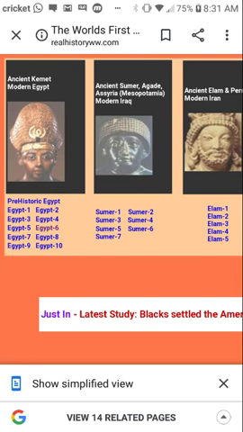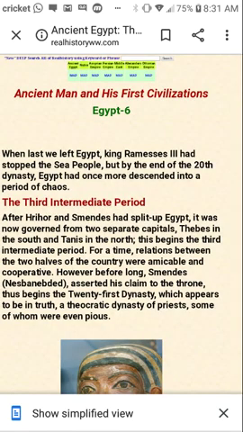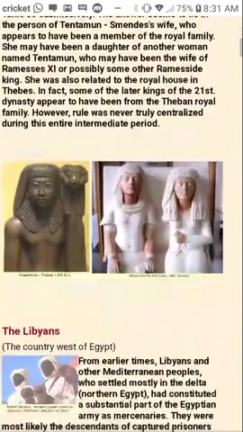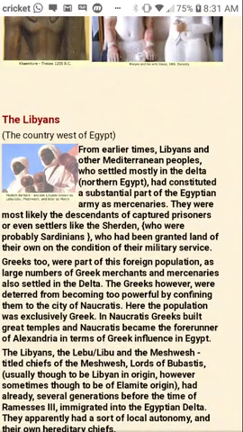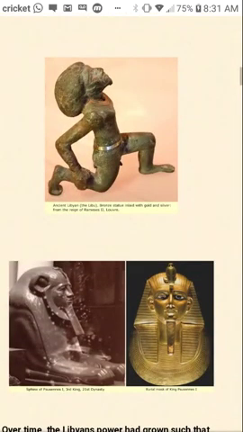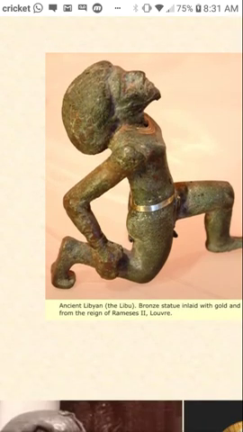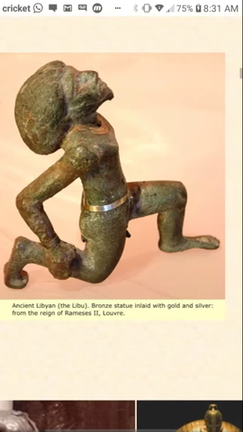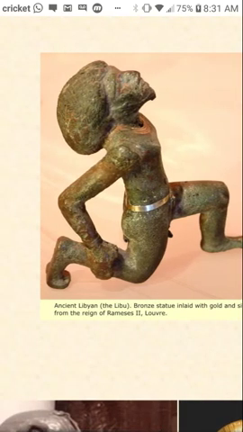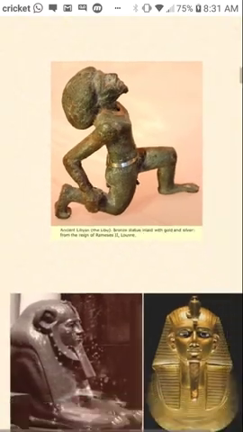What we can do, it talks about ancient Kemet, which is now called modern Egypt, prehistory, and things like that. You can click on a certain subsection. For example, Egypt number 6. Click that, and it'll show you the third intermediate period. And you can go through this, and you can read about all the cultures. You can read about the Libyans, the countries west of Egypt. You can see an ancient Libyan right here. Of course, it's a black man. Ancient Libya, the Libu, bronze statue inlaid with gold, silver from the reign of Ramesses II. It's in the Louvre Museum.